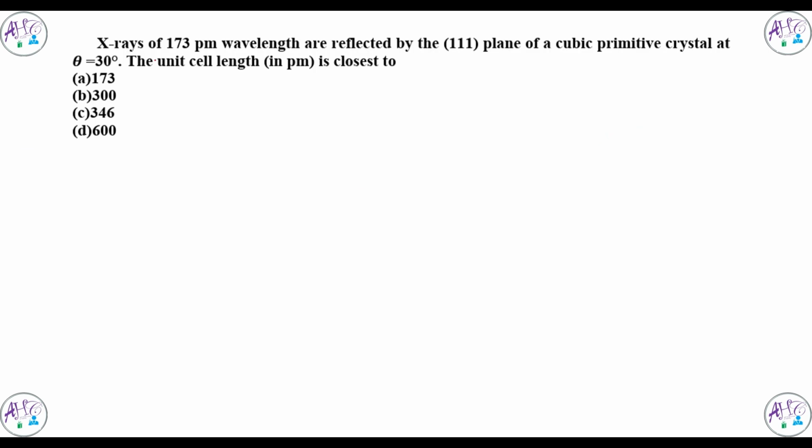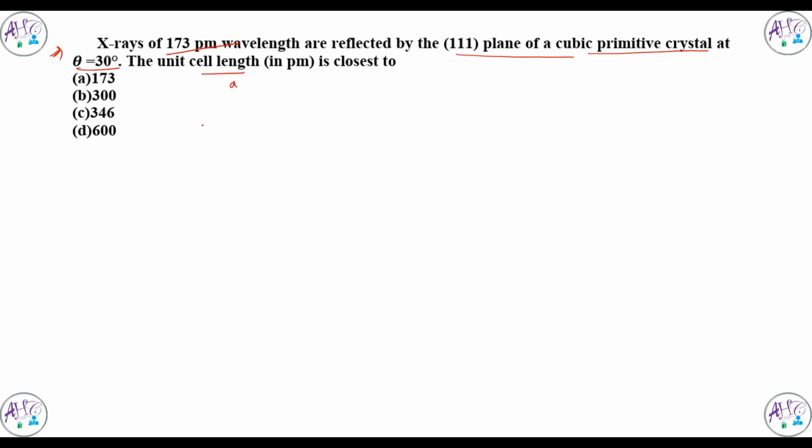Next question. X-rays of 173 picometer wavelength are reflected by the 111 plane of a cubic primitive crystal. So they have given a simple cube, and then they have given the theta value, 30 degrees. They have asked us to find out the unit cell length. So we need to find out a.